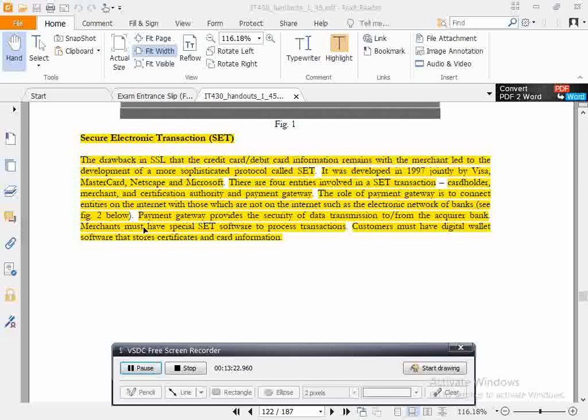Merchants must have special SET software to process transactions. Customers must have digital wallet software that stores certificates and card information.